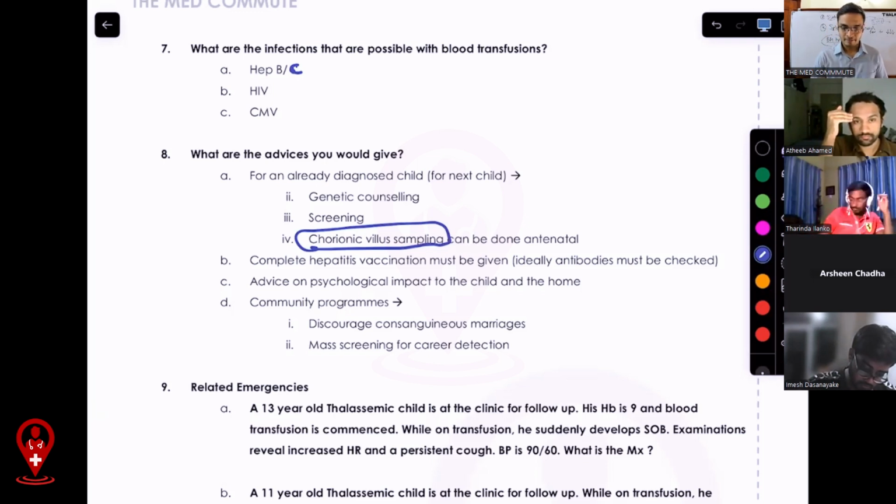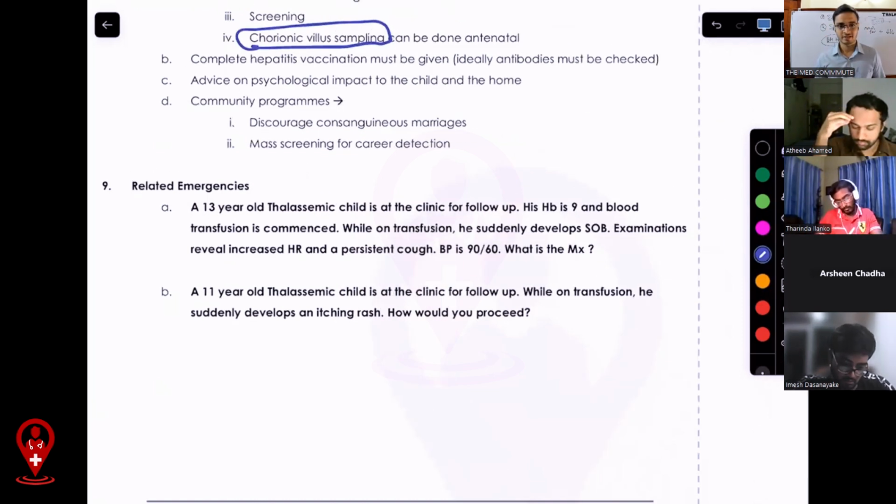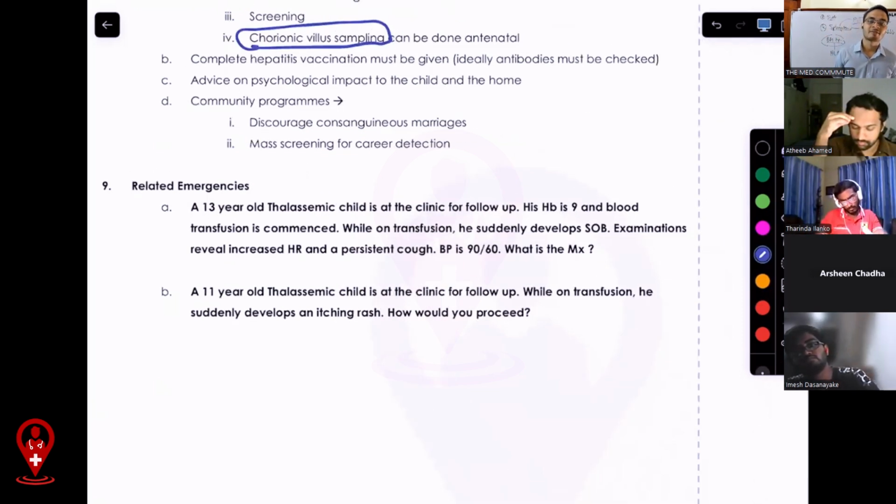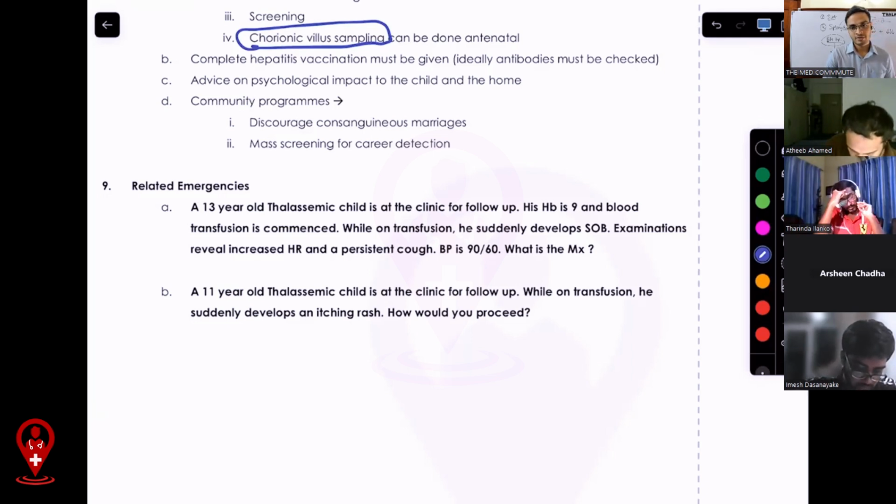Now, I want to ask about related emergencies, because these are quite important. Read the question: a 13-year-old thalassemic child at the clinic for follow-up. Hemoglobin is 9, so rightfully blood transfusions have been commenced. While on transfusion, he develops sudden shortness of breath. Examination reveals increased heart rate and persistent cough. Blood pressure is 90/60. First, tell me, what is the diagnosis here, guys? Anaphylactic.